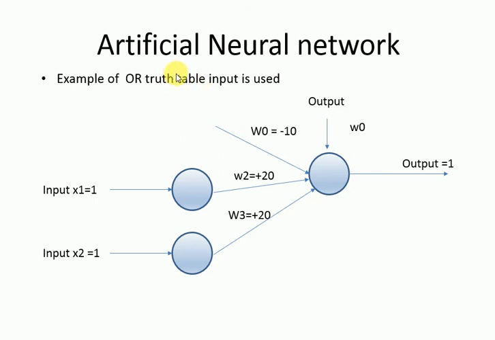An example for this is the truth table of OR. In the OR truth table, the input 1 1 should give 1. The weights here are W0 is -10, W2 is 20, W3 is 20, and the input is given and the output value is 1. W0 is the bias, the value that is given, and that we calculated.